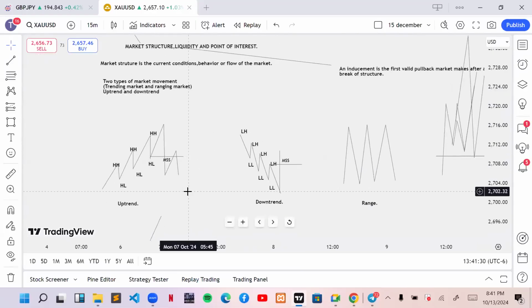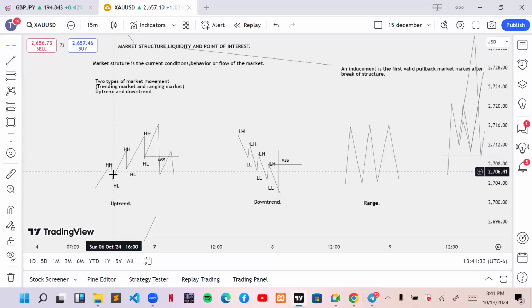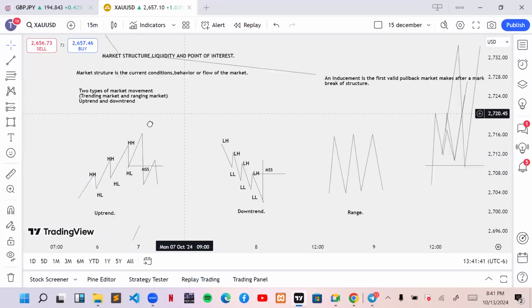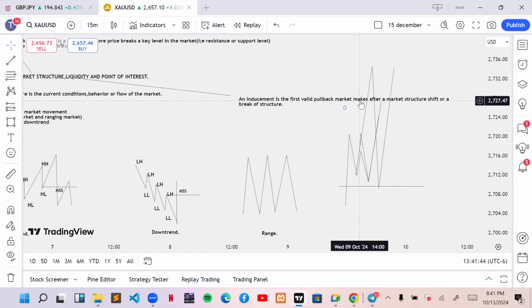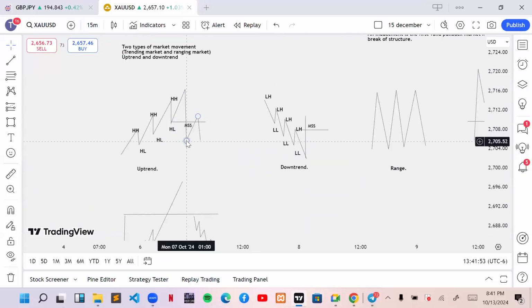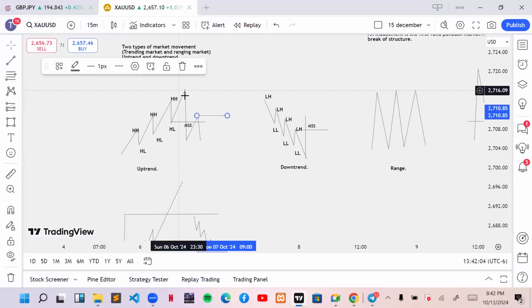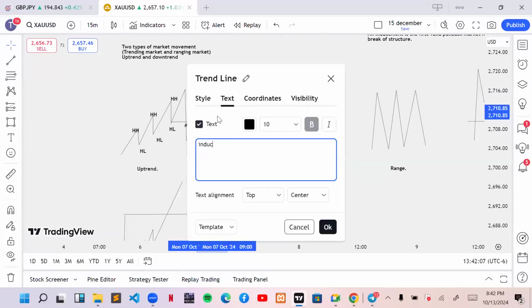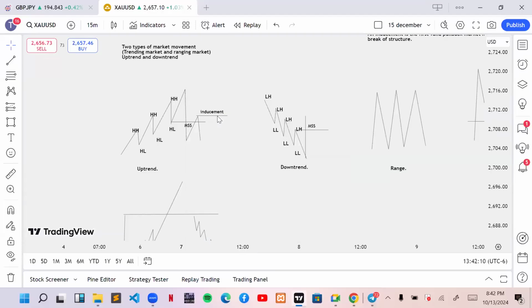So in this case, the market was on an uptrend, making higher highs and higher lows, higher highs and higher lows, then it made a lower low. This was the market structure shift. And I said the inducement is the first pullback after, remember, I did not say before, I said after a market structure shift or a break of structure. So now that we have gotten our market structure shift, what is the next thing we look out for? Inducement, the one that comes after it. So this was the first pullback, and this is our inducement.